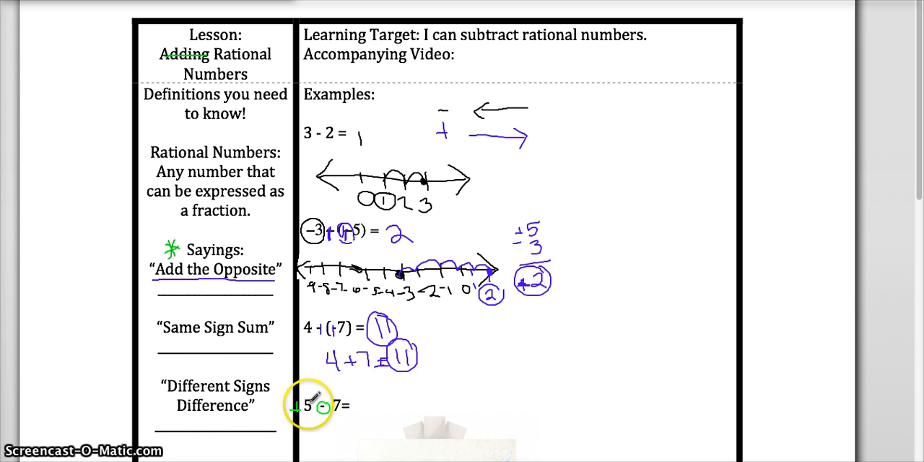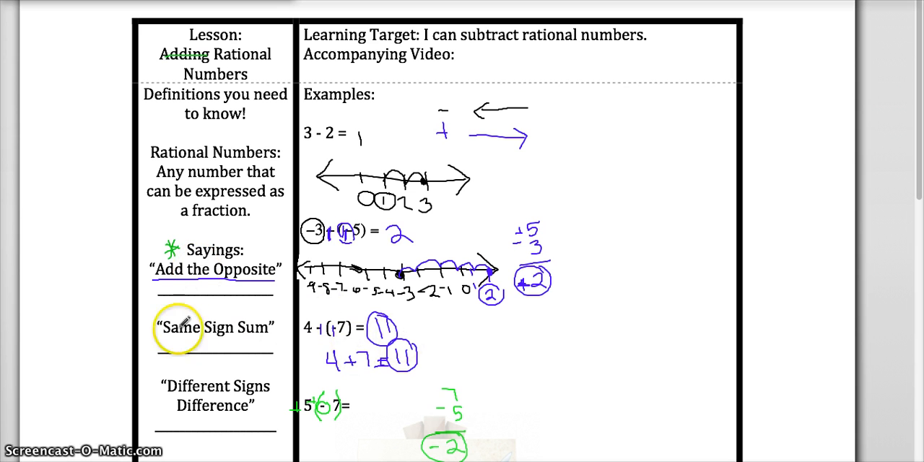Positive 5, you can think of this as positive 5 plus negative 7 in parentheses. That's how you can think about those. But positive 5 plus negative 7, well, different signs, different. So 7 take away 5. 7 take away 5 is 2. And the 7 is bigger, so we keep the sign of the 7, and the 7 had a negative sign. So our answer is going to be negative 2. And that makes sense because if you have 5 M&Ms and you have 7 friends that want them, you're going to be 2 short. Negative 2 would be your final answer.